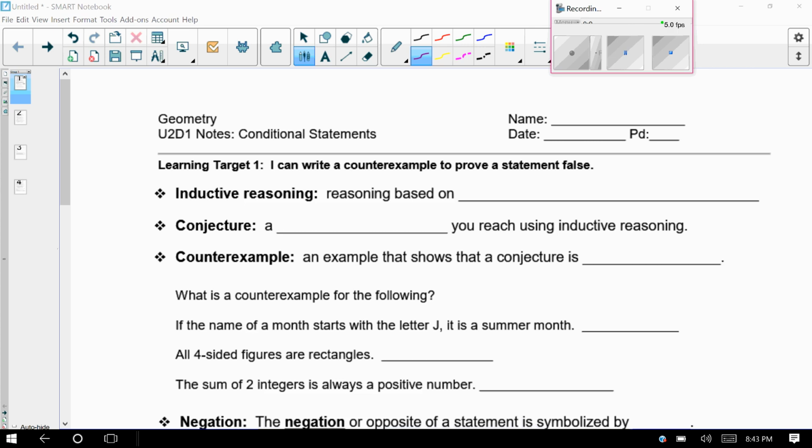Welcome to Logic Day 1. This is Unit 2, Day 1 Notes, Conditional Statements. We're going to go over the basics of logic.